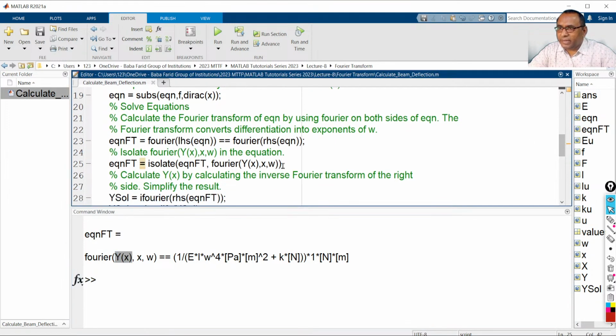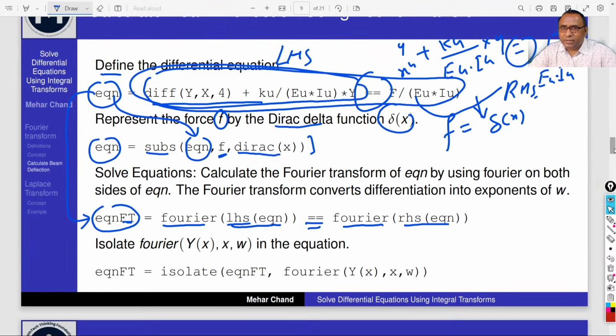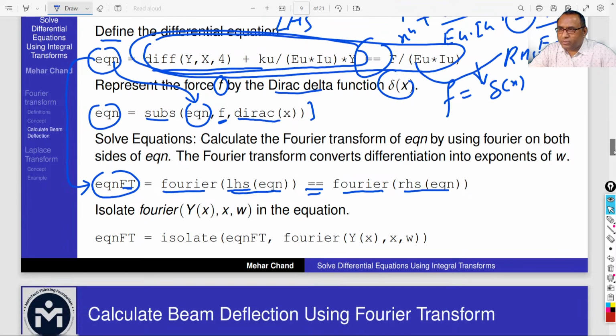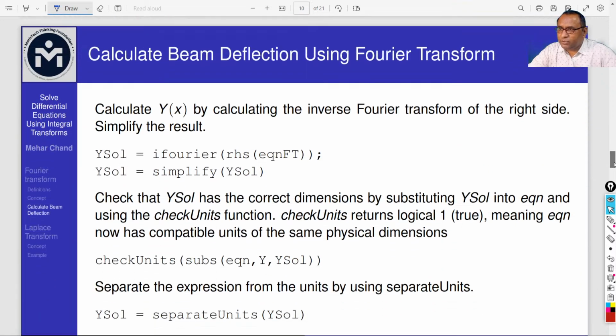Then again suppress it. So we have discussed these two parts. Okay. So y(x) will be calculated when we have the value of y. Then after, what we need to apply is the inverse Fourier transform to the right hand side of the above equation. Okay. On the left hand side we have only the assignment.